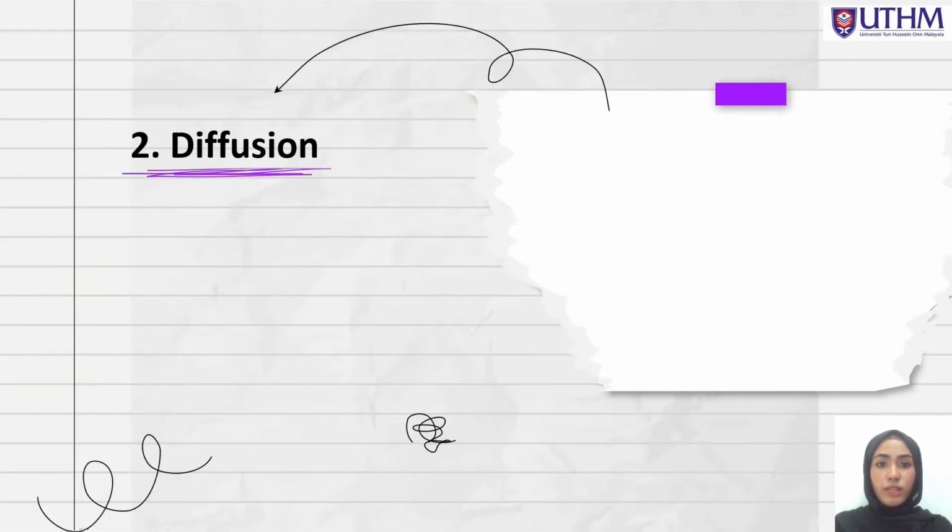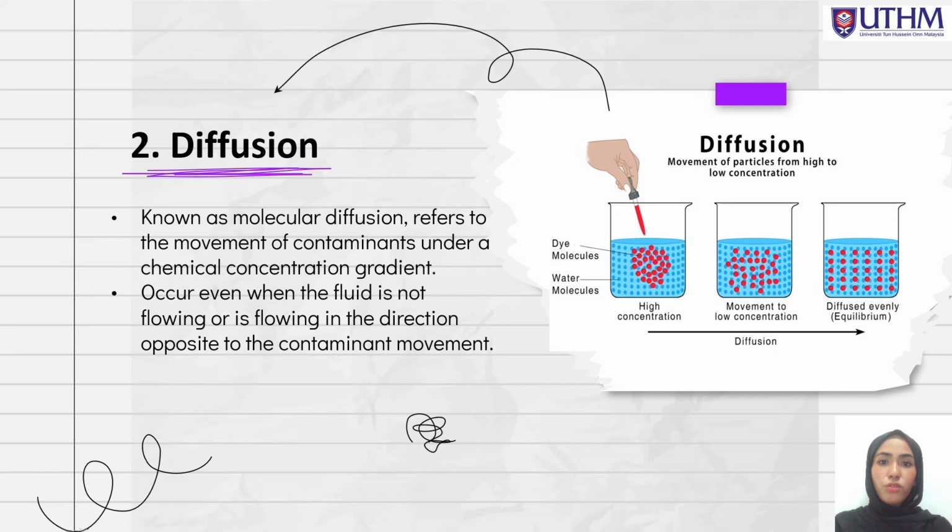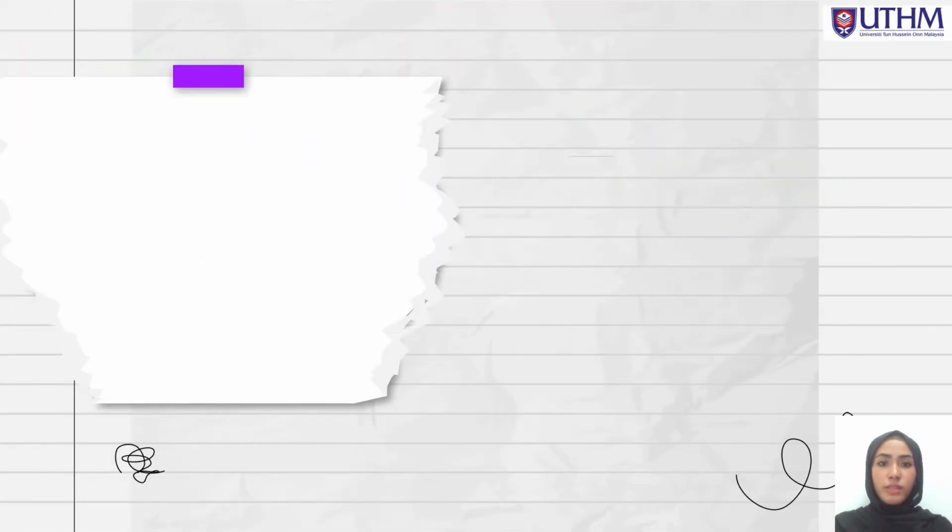The second one is diffusion. Diffusion, also known as molecular diffusion, refers to the movement of contaminants under a chemical concentration gradient from an area of greater concentration to an area of lower concentration. It also can occur when the fluid is not flowing or is flowing in the direction opposite to the contaminant movement. The third one is dispersion.